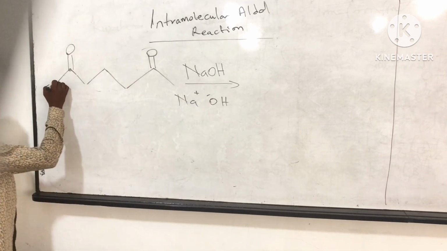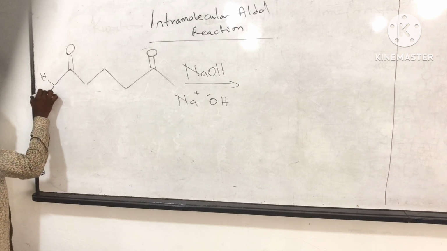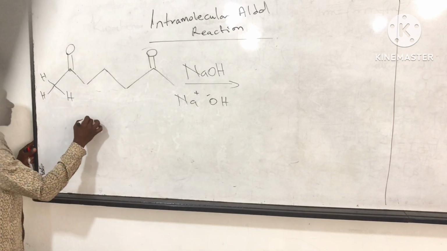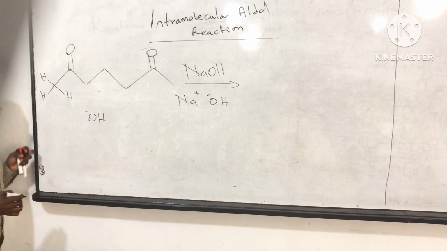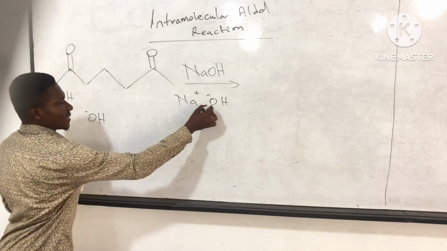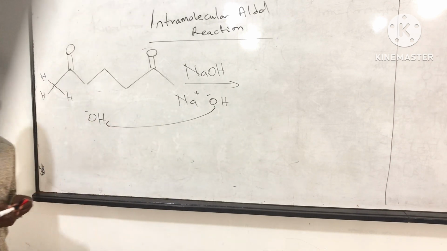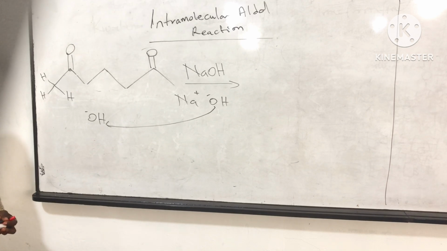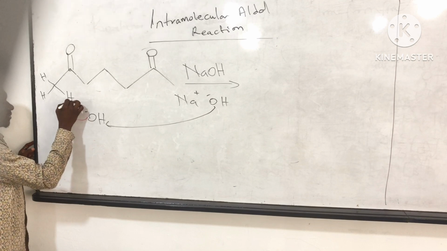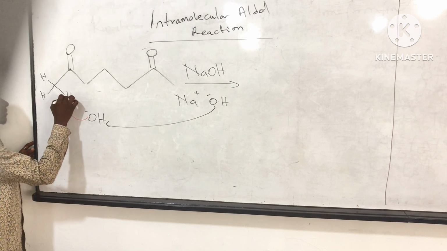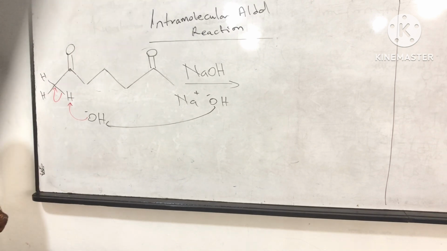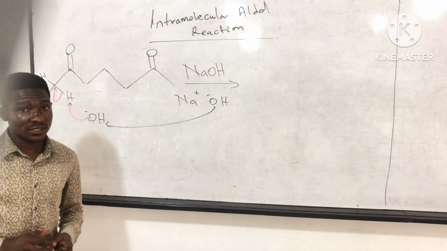Now, my alpha carbon has hydrogens on it, is that not so? Good. Now, if my base comes here, the hydroxyl aspect of it is the base that I'm going to use. So I'm using this as my base. Now, what happens? The base abstracts the proton, and then the proton donates its electron onto the carbon in order to make the carbon negatively charged.